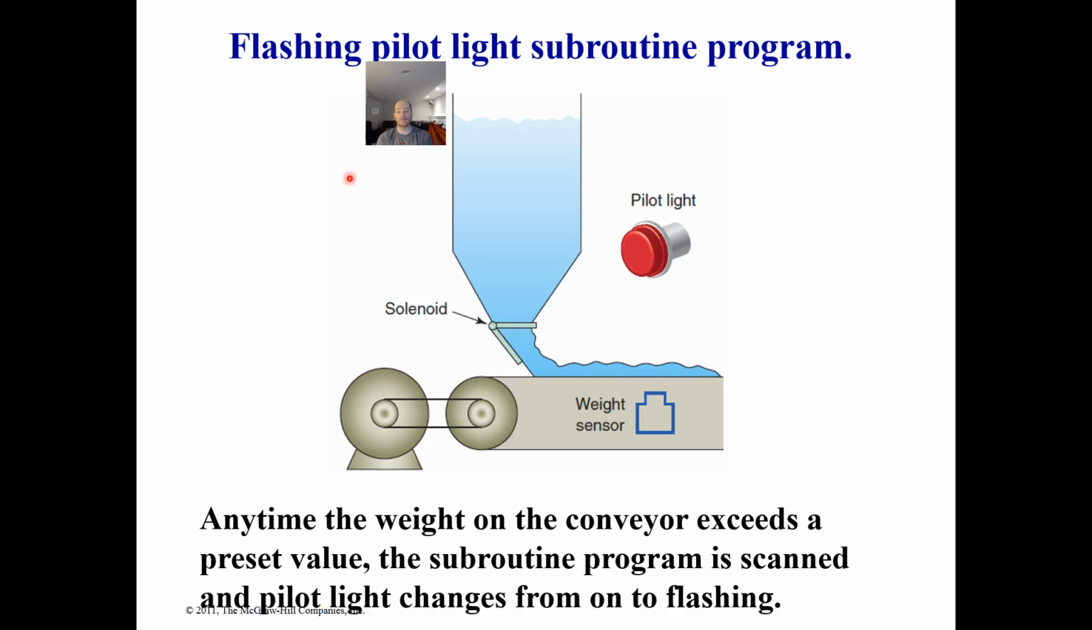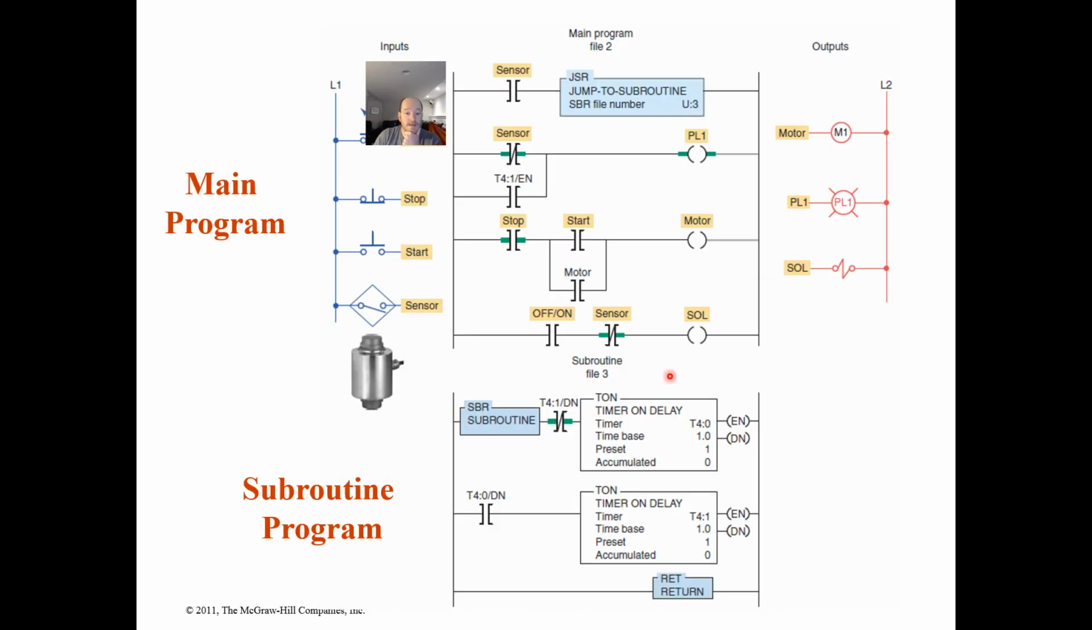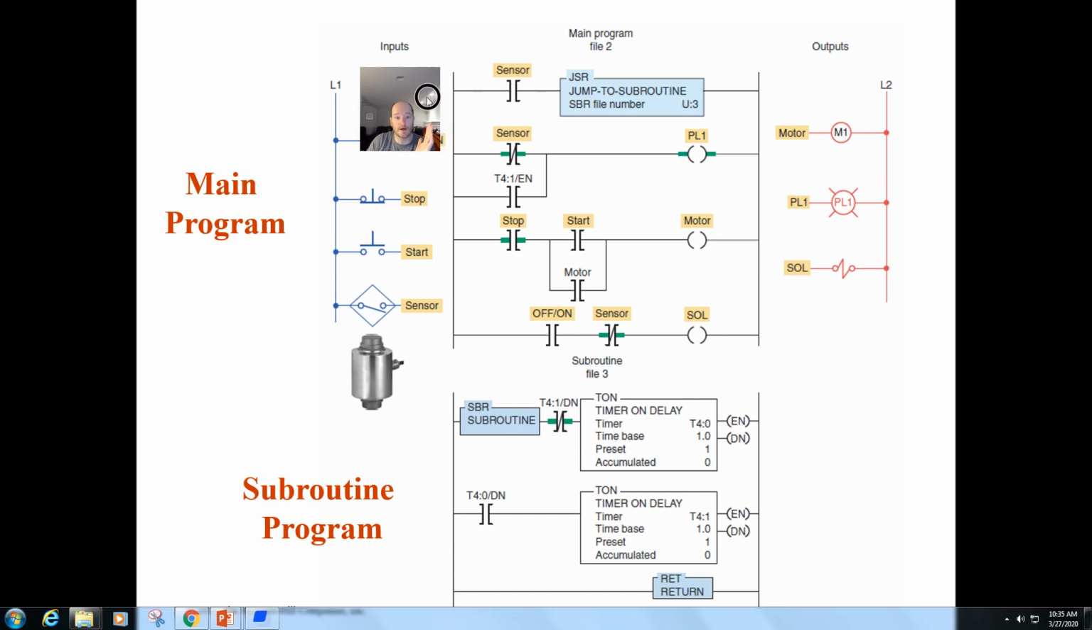So anytime the weight of a conveyor exceeds the preset value, the subroutine program is scanned and the pilot light changes to flashing. So here we have a weight sensor, and if that weight sensor goes over a set value, we need that pilot light to be blinking to let an operator know what's happening. So here's the idea. Here's your sensor. Should this go true? No, it really should never go true. You would hope that it is machined well enough that that is not an issue.